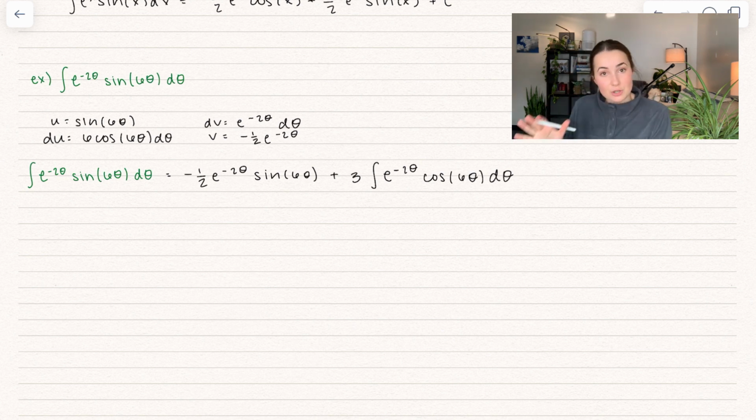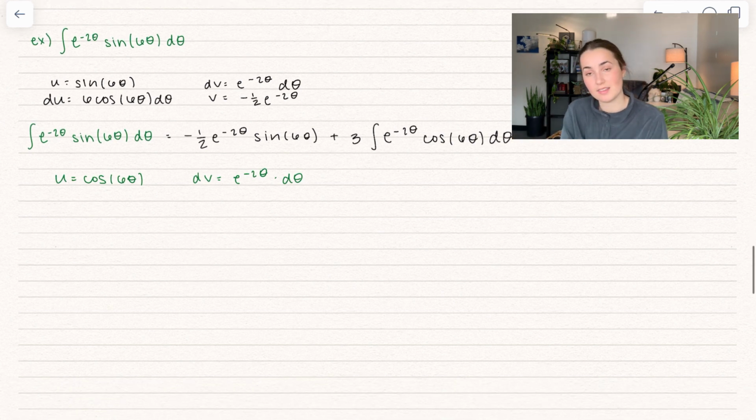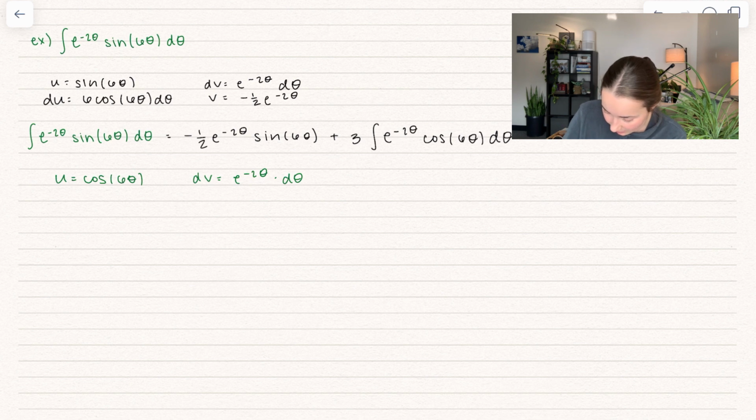Okay, so we chose something, we're going to stick with it, we're going to do it again. So here I'm going to go ahead and set u equal to, and this time, cosine of 6 theta. So that way dv is equal to e to the negative 2 theta times d theta. If you wanted, you could include that constant somewhere in there, or you could leave it on the outside, whatever your heart desires. So here I get du is equal to negative 6 sine of 6 theta, d theta. Working into that v space, but that's okay. Negative 1/2 e to the negative 2 theta.